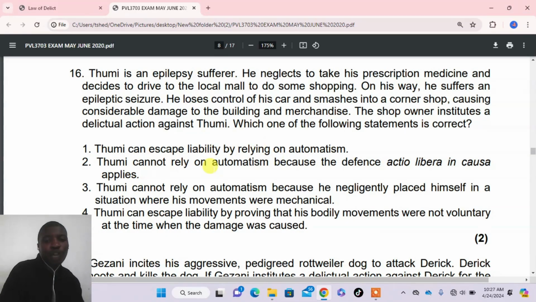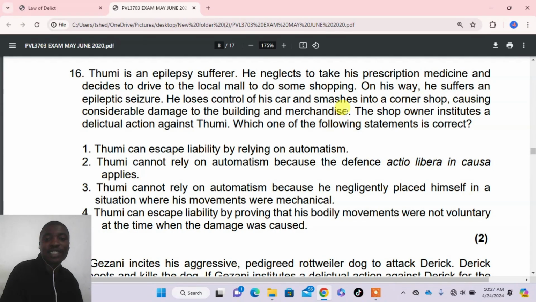So when we try to answer the question, we will say that Toomey cannot rely on automatism because the defense actio libera in causa applies. This defense of actio libera in causa means that the person knew about the disease and he neglected to take whatever is prescribed so that he can harm others. So he intentionally or negligently causes the accident.